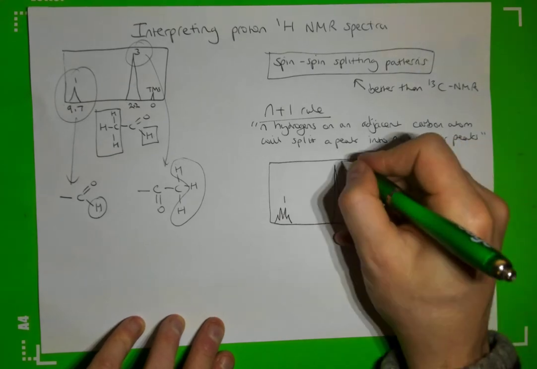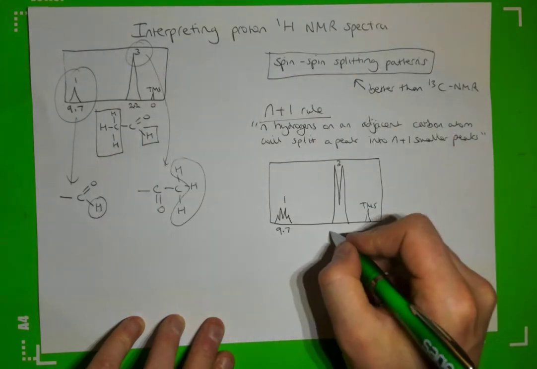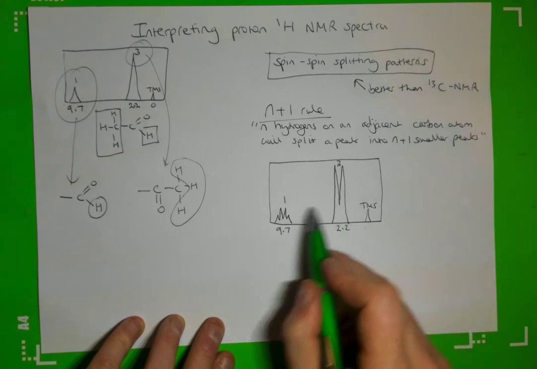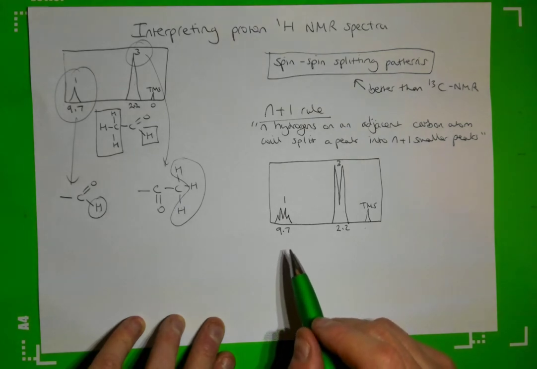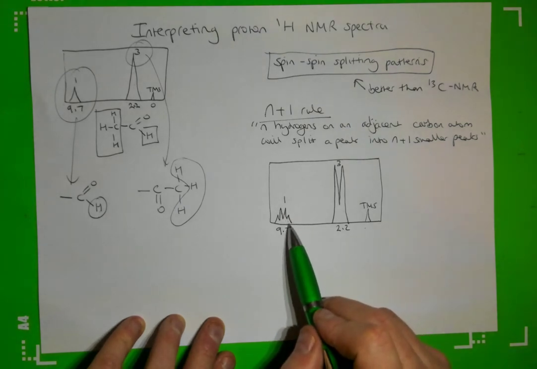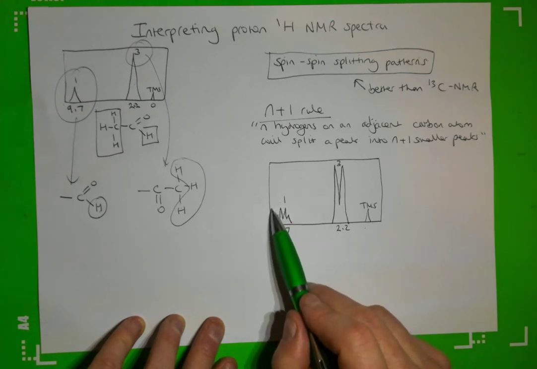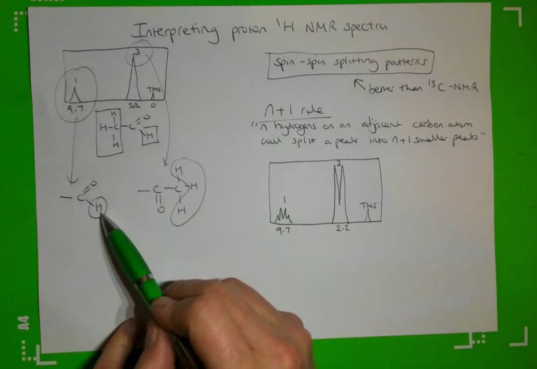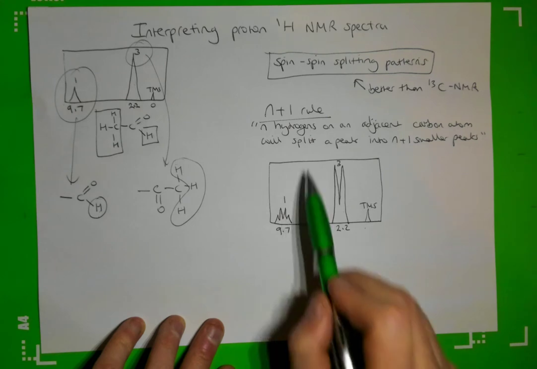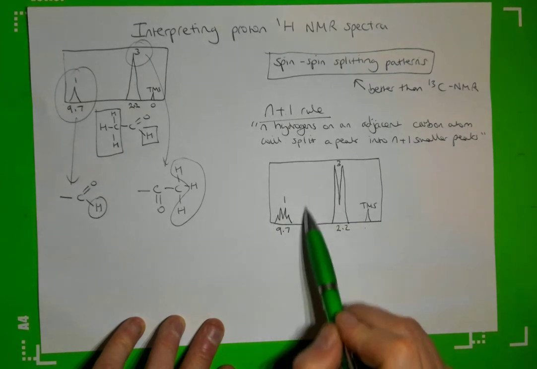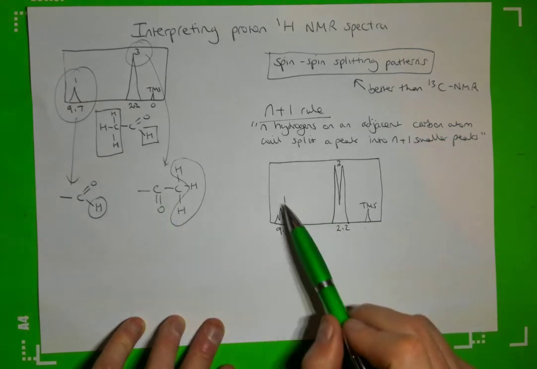Both the same size. That one, remember, had the integration ratio of 3. That was at 9.7. That was at 2.2. I've exaggerated these a little bit just so you can see them a bit clearer. So let's start off with this one here. So we've got a peak here at 9.7. So we know that this was the hydrogen here. This peak is split into 4 further peaks, and the N+1 rule tells us, because it's 4 peaks, now N+1 is equal to 4.